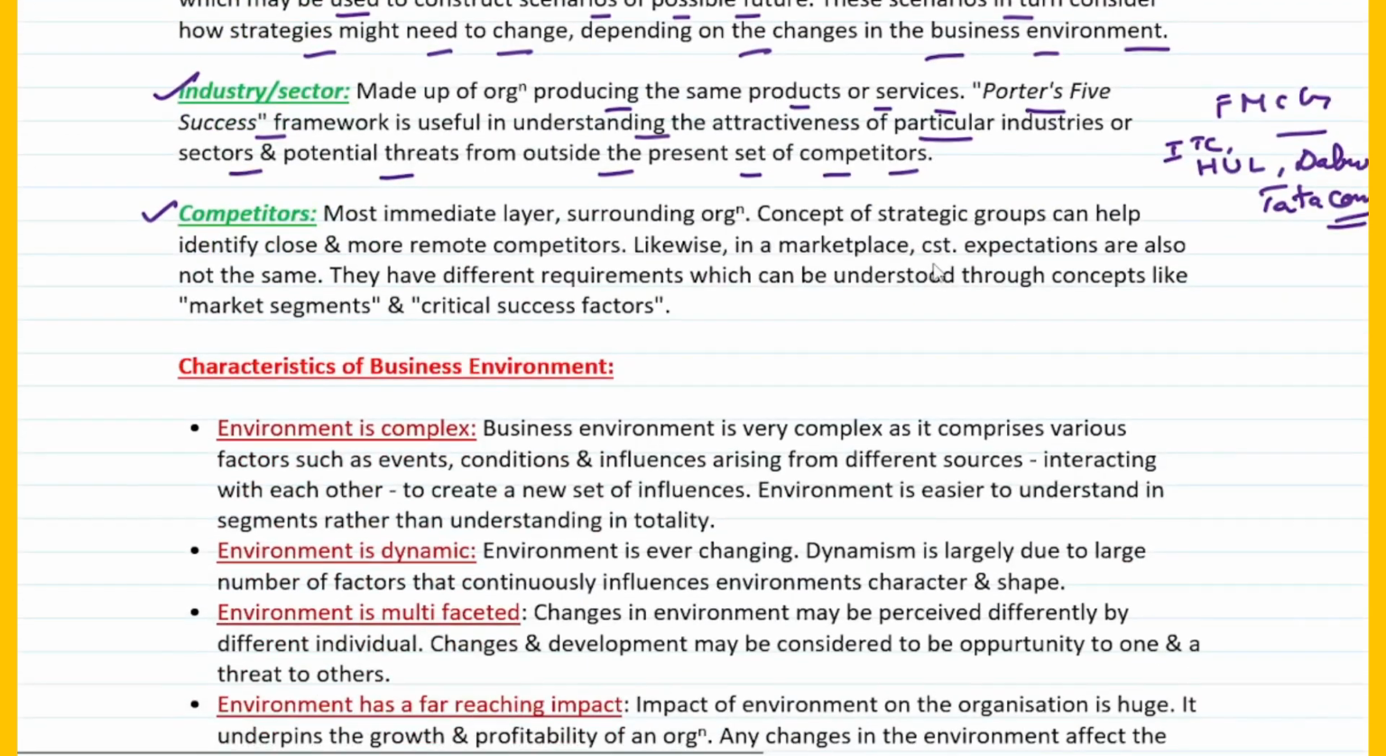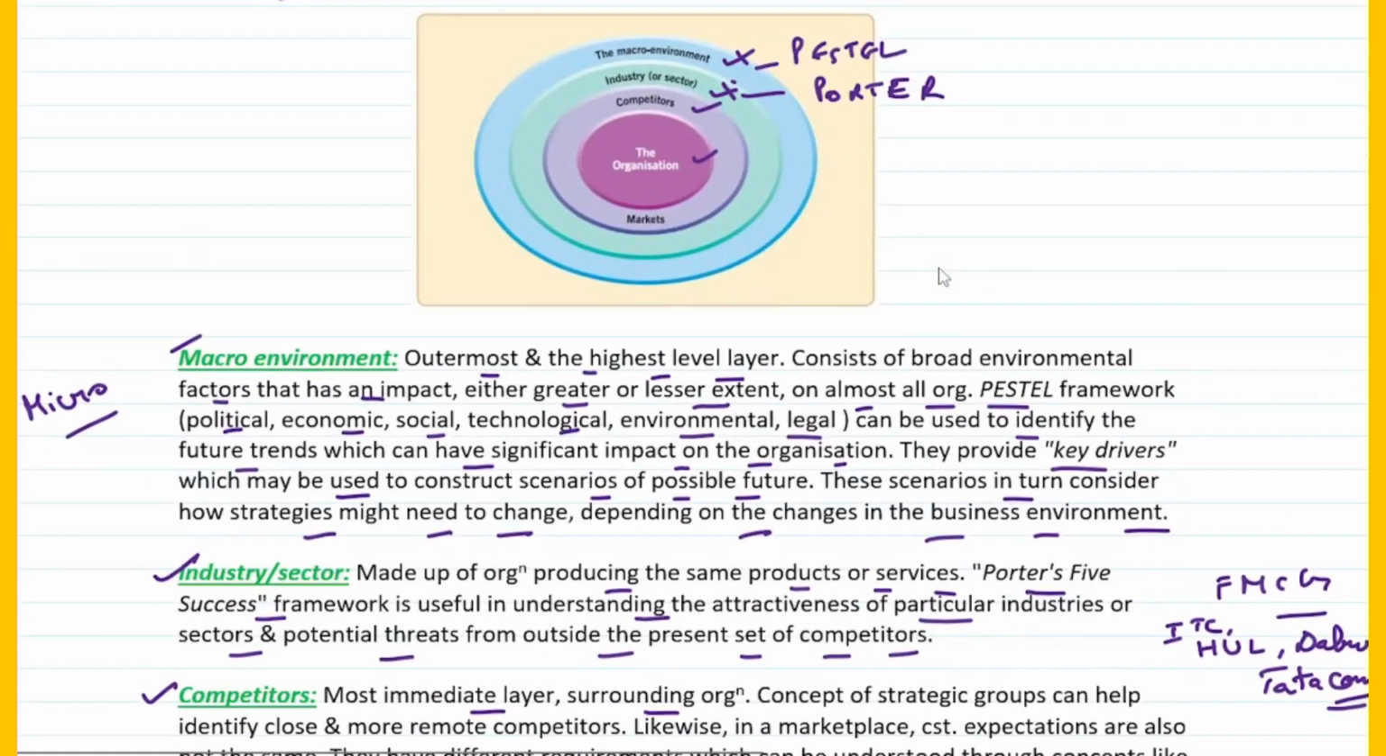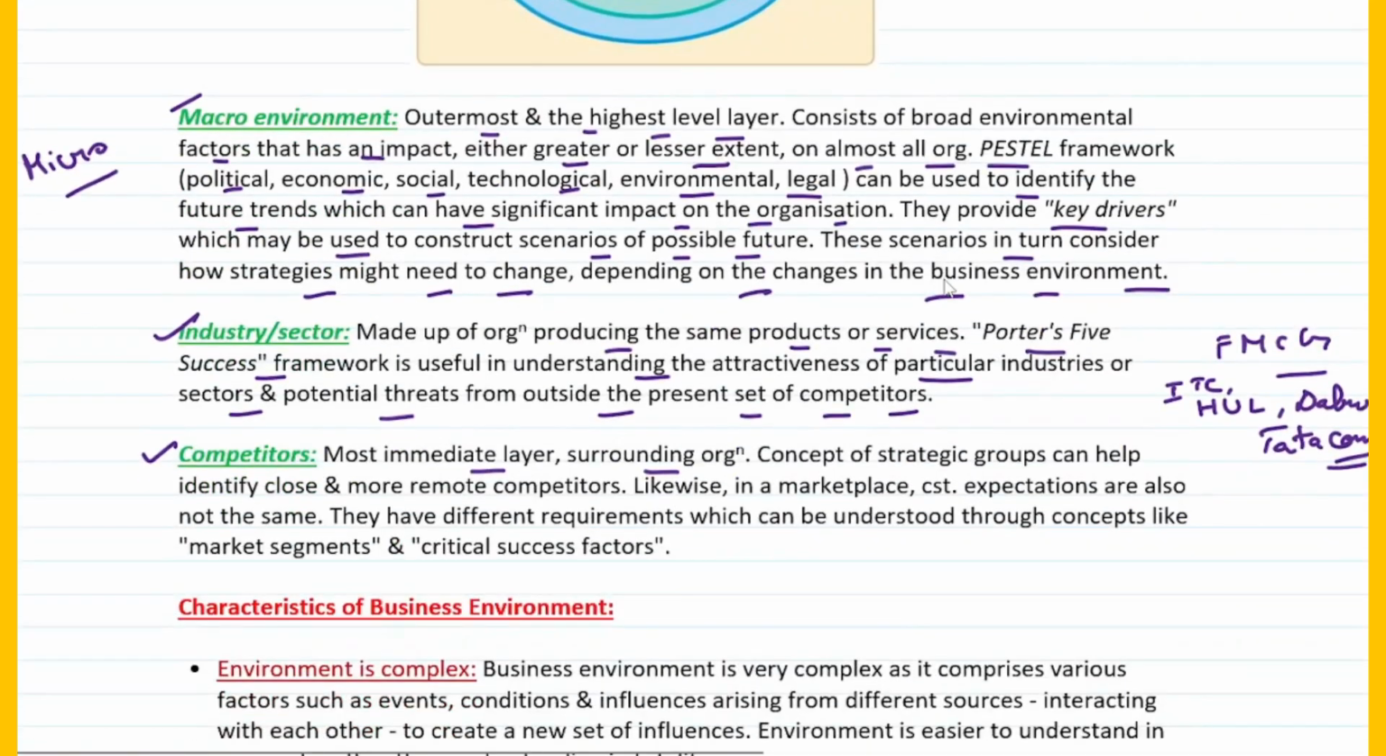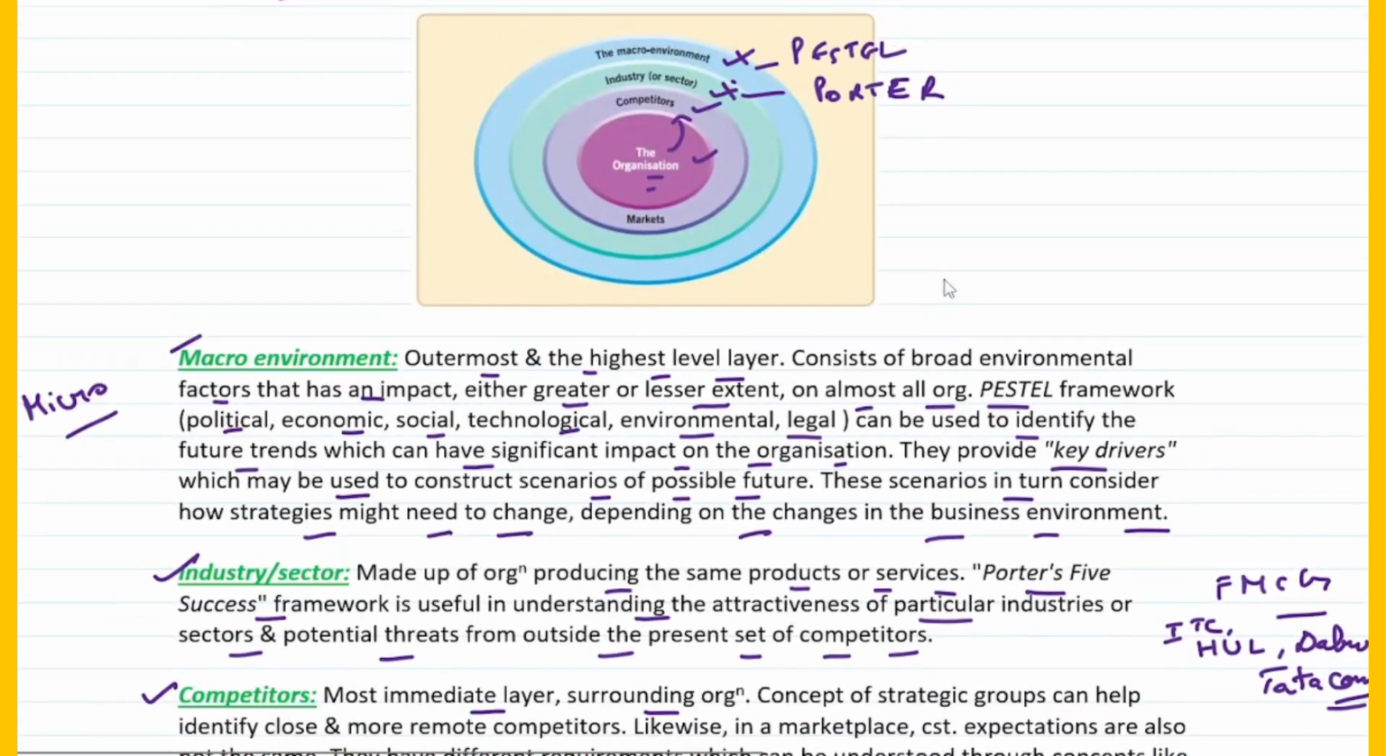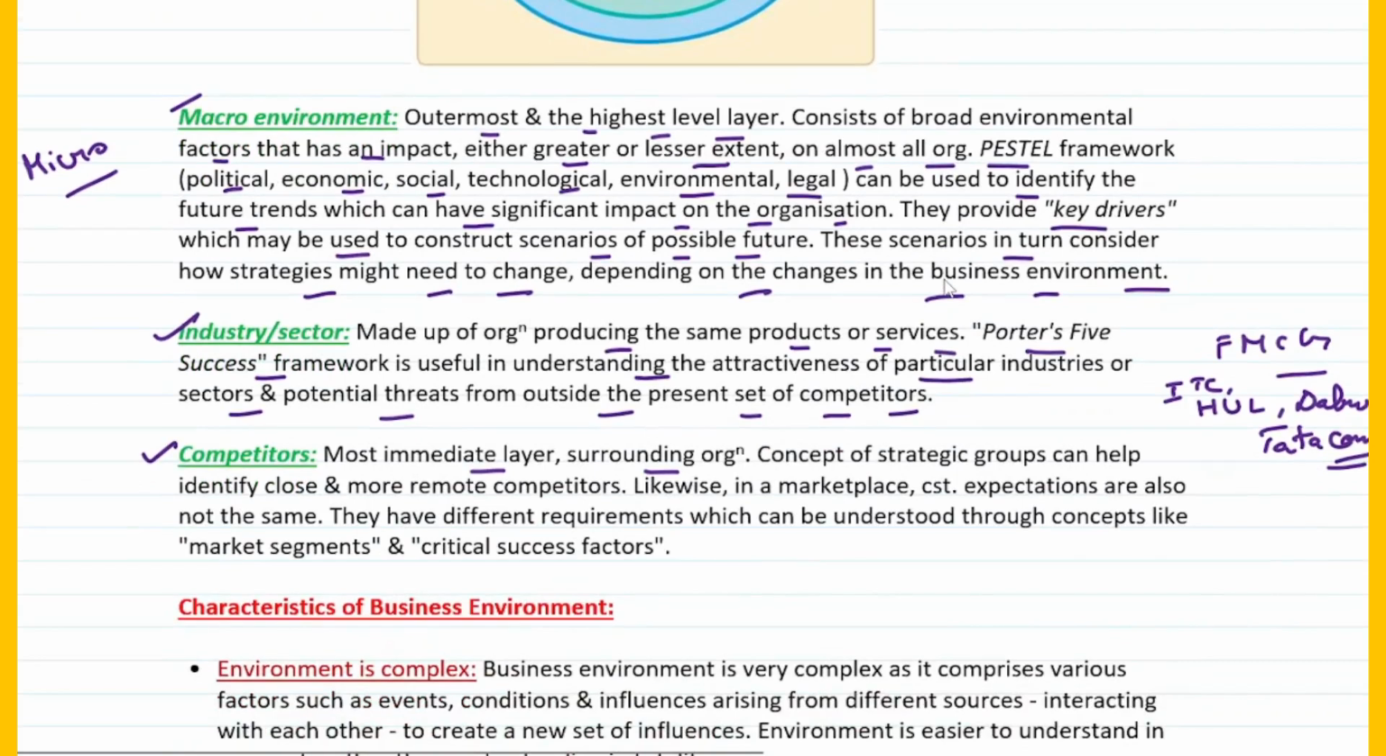Then we talk about the competitors, right? What exactly is a competitor? It is the most immediate layer surrounding an organization. So if you look at this picture, you have the organization over here. The layer immediately next to the organization is the competitor. So the immediate threat or challenge that an organization needs to face will be that of a competitor.